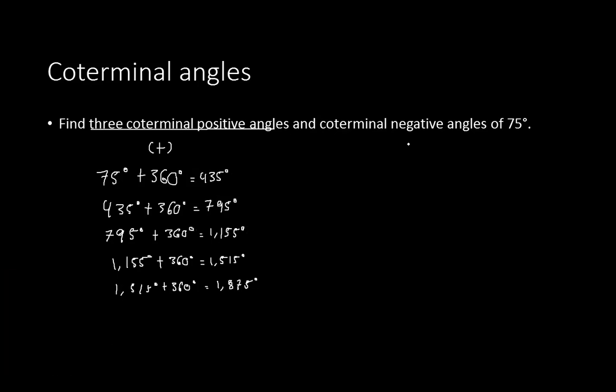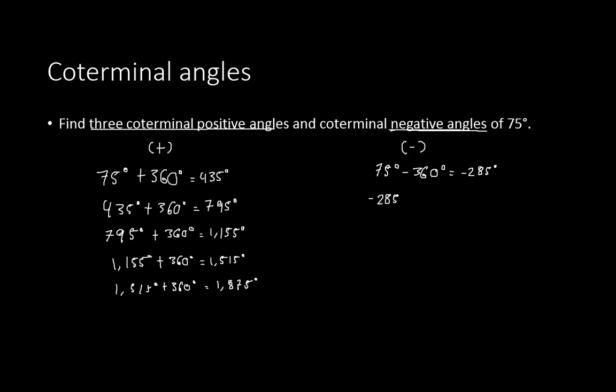Okay. Next, here we have negative coterminal angles. We will do what we just did here similarly, but we're going to subtract instead. Why are we going to subtract? So that we will have negative angles. So 75 degrees minus 360 degrees. Okay, let's take a look. 75 minus 360, we will have negative 285 degrees. Okay, we got our first answer.